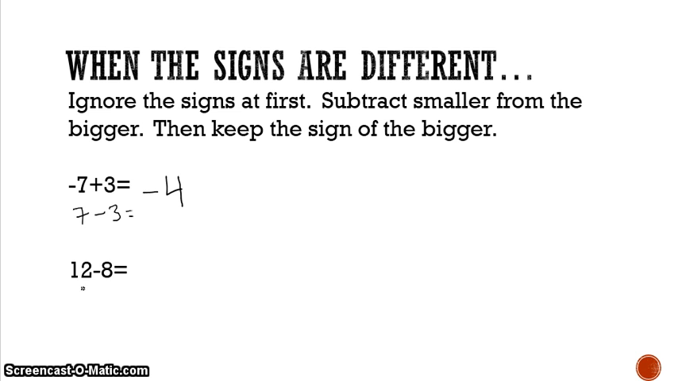This next one, 12 minus 8. Now, regular subtraction problem, but bear with me. We're going to do it the technical way. So we're going to ignore the signs. I have a 12 and I have an 8. Which one is bigger? 12. So I'm going to do 12 minus 8. 12 minus 8 will give me 4. And my bigger number is 12. 12 is positive. It doesn't have anything in front of it, which means automatically it's positive. So my answer is positive 4.